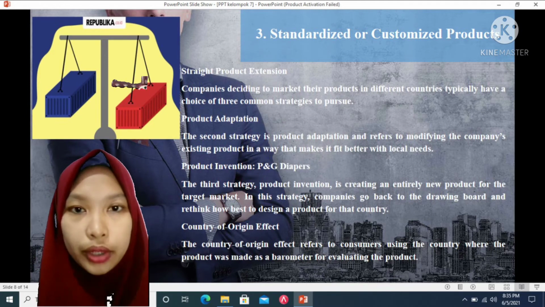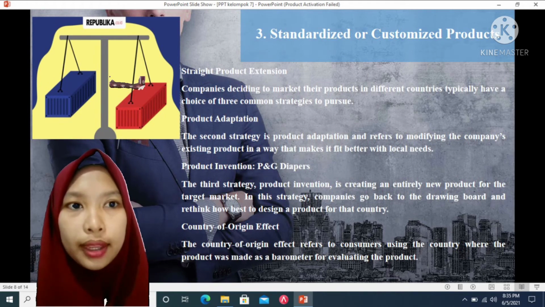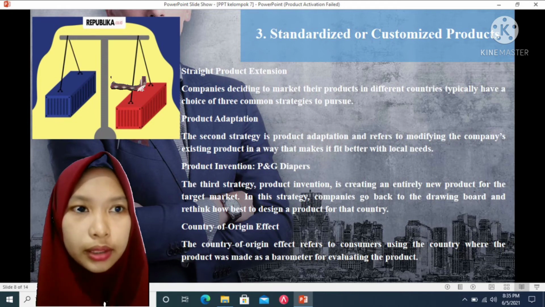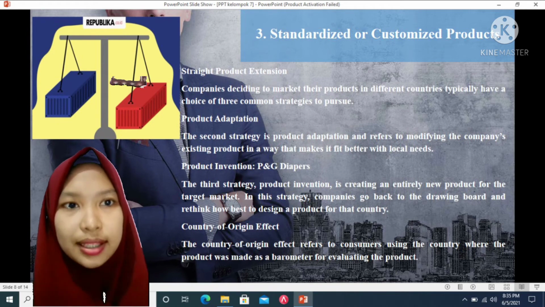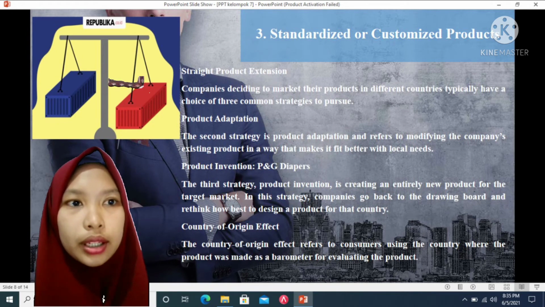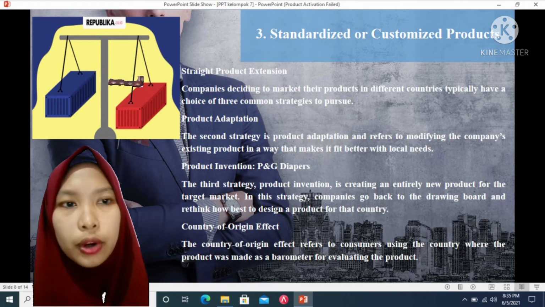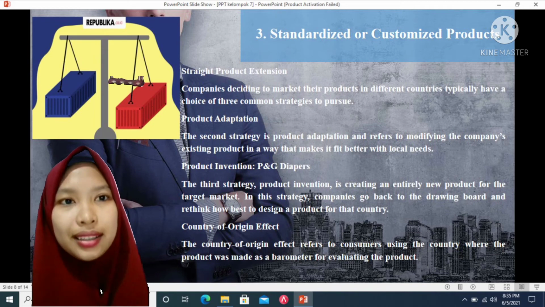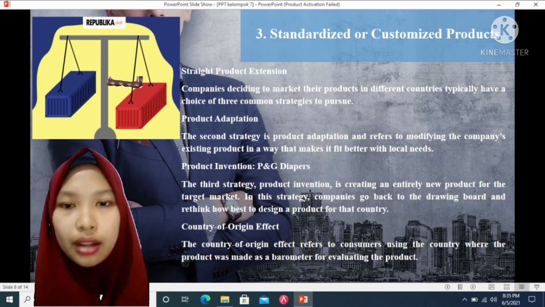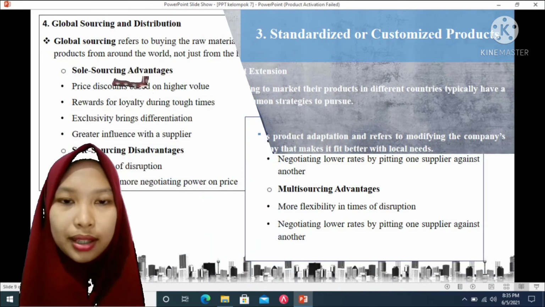Next, country of origin effect. The country of origin effect refers to consumers using the country where the product was made as a barometer for evaluating the product. Their perceptions of the country influence whether they will perceive the product favorably or unfavorably. That reception influences consumer purchasing decisions. That's about the country of origin effect. That's all from me, and thank you so much.